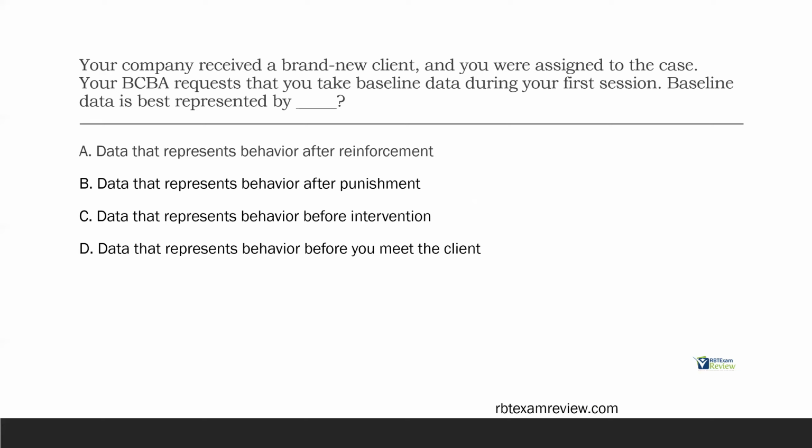Well, we know baseline data comes before. That's what makes it baseline. So we're not taking data on the behavior after it's already been reinforced or punished, because at that point, the behavior may have changed. We want pre-change behavior. So baseline data represents behavior before intervention starts. It can't be D, because you have to meet your client to take baseline data. So baseline data is simply data you collect before intervention starts. What does the behavior look like? What does the skill look like before we do any sort of intervention? That is baseline data. That will guide the rest of our treatment.